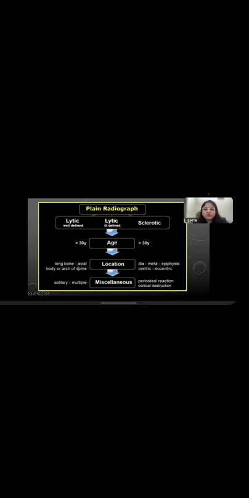Then the location in which part of the skeleton is involved, whether it is a long bone or the spine. Miscellaneous points include assessing the periosteal reaction, cortical destruction, and then whether the lesion is solitary or multiple. So, a few examples of sclerotic or lytic lesions.